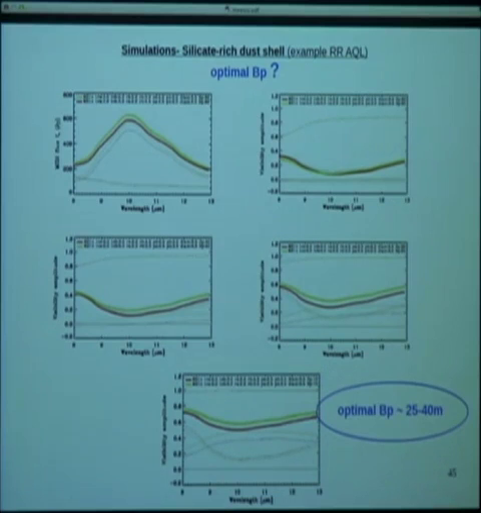So this information is very useful for us because we know now that for future observations, it would be good to observe the stars using these projected baselines, because if there is dust formation, we are more likely to distinguish this creation of dust.